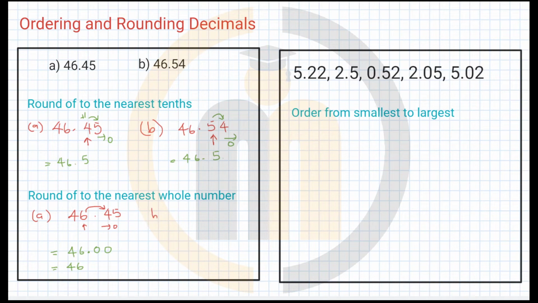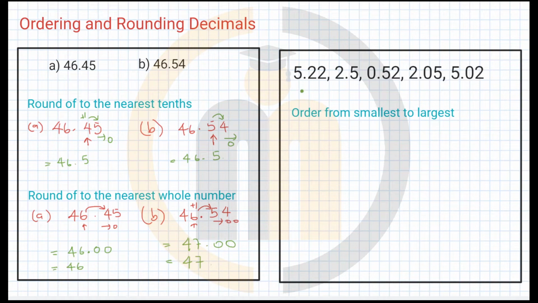Now similarly we have 46.54. We apply the same thing. We look at the 6, right? It's 5 and above, so we add 1 here, and the remaining ones turn to 0. So the answer here will be 47.00, or you can simply write it as 47.